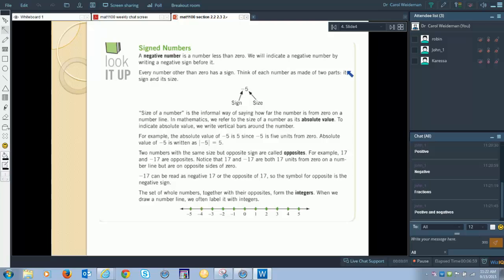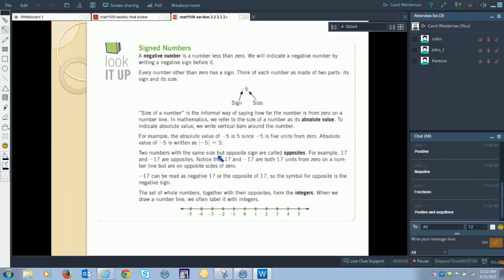So let's just look at signed numbers, and your book talks about a signed number having two characteristics: the sign, positive or negative, and the size of the number. The size is how far the number is from 0 on the number line, and that's really what we call the absolute value. So -5, for instance, is 5 units from 0 on the negative side. The sign tells us the direction to go on the number line. Notice here, for absolute value, we use those vertical bars.